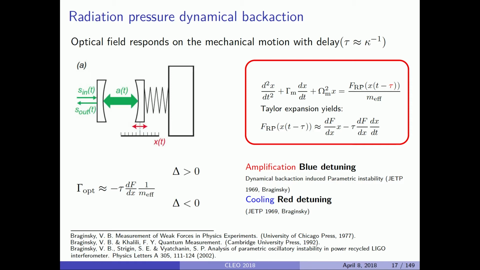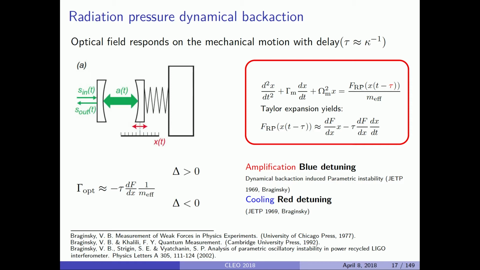If you do the Taylor expansion, you get two terms. One is proportional to x, and one is proportional to dx/dt. The first term is actually an optically induced rigidity. So the mechanical oscillator spring constant is stiffened or weakened, depending on that sign, and it adds to the intrinsic omega m of the mechanical oscillator. The second term is viscous, velocity dependent, and it can have two signs. The sign of this dx/dt term depends on whether the laser is red or blue detuned.